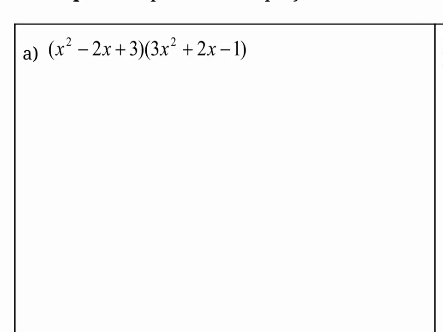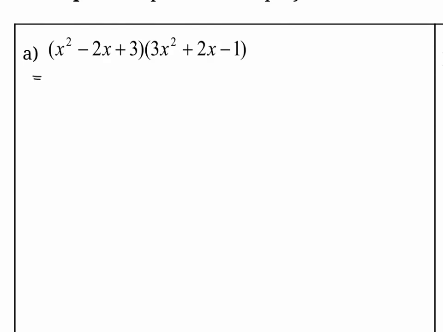All right, let's try a trinomial times a trinomial. Can you do it? So we're going to multiply every single term in this bracket by every single term in this bracket. So we're going to start with the x squared. We're going to multiply x squared by everything, then negative 2x by everything, and then 3 by everything. Here we go.